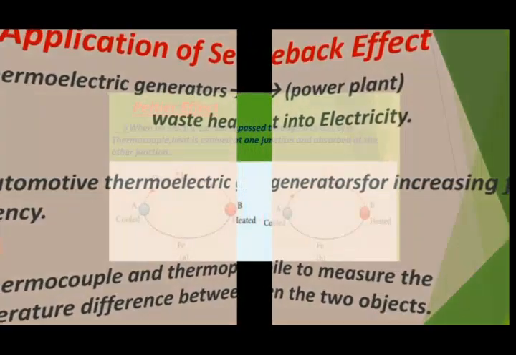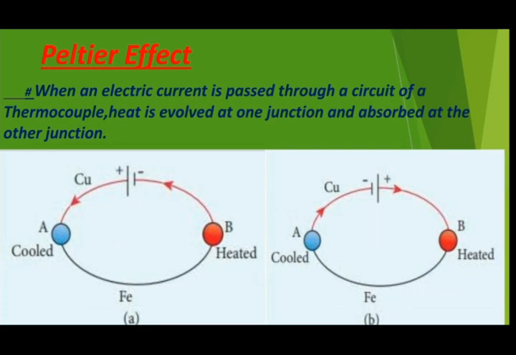Next, go to the second effect, Peltier effect. In 1834, Peltier discovered that when an electric current is passed through the circuit of a thermocouple, heat is evolved at one junction and absorbed at the other junction. This is known as Peltier effect.